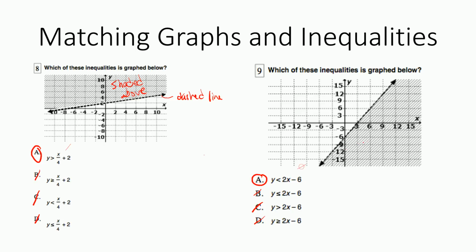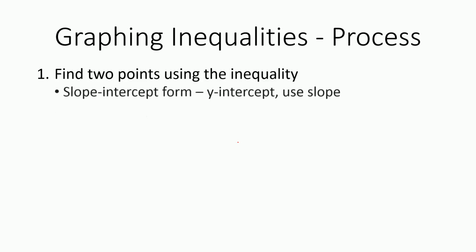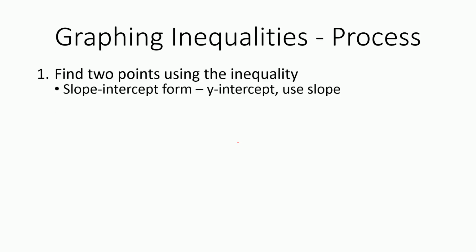So I'm always looking at graphs, and when I'm graphing, I'm looking at the line, whether it's dashed or solid, and the shading, whether it's above or below. When it comes to graphing inequalities, like graphing equations, we're going to find 2 points. And we're going to use the inequality for that, like we did with graphing equations. In slope-intercept form, we use the y-intercept and then the slope to find a second point. So the y-intercept will be 1 point, use slope to get a second point, and that's how we find the 2 points.